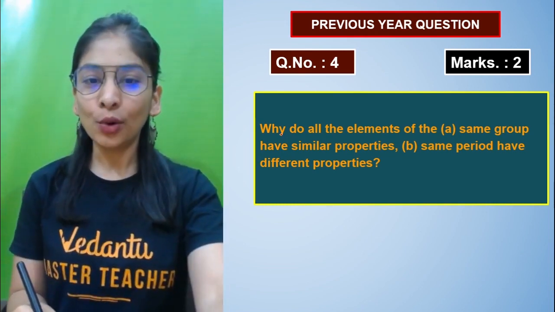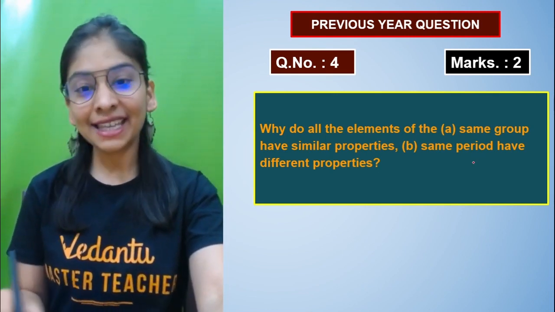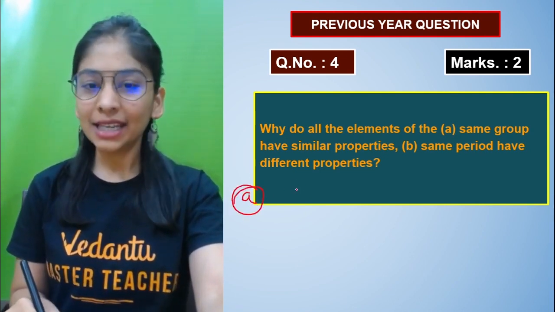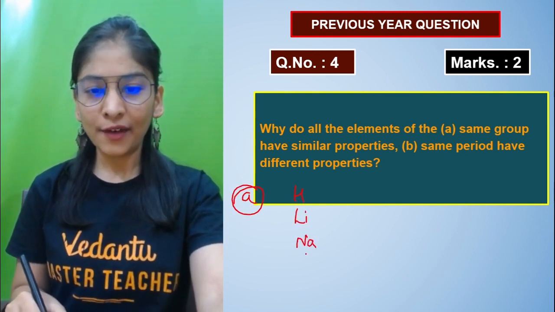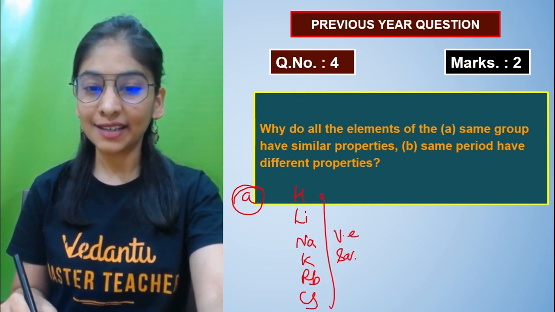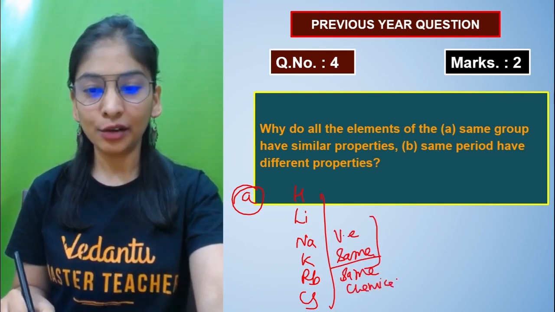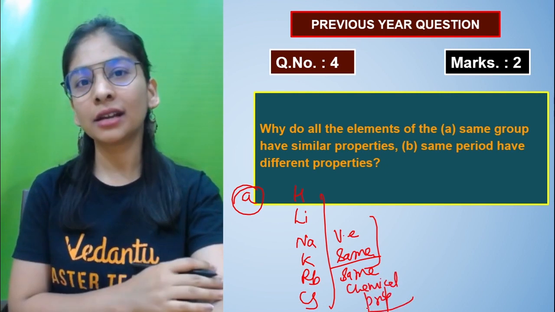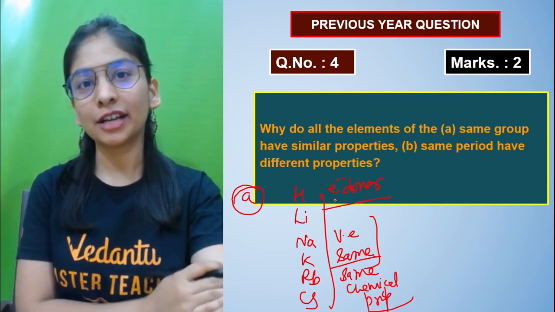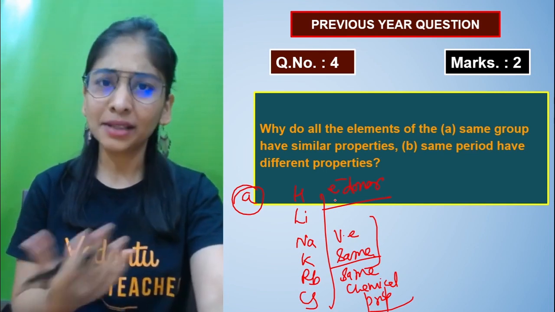Okay. Question number 4. Why do all the elements of the same group have similar properties? We discussed that already. Same period have different properties. So when you have to explain the answer for A, same group, I can take a same group. Why do they show same kind of a property? Because their valence electron is same, means they have same tendency to lose the electron, maybe gain or maybe share. So same way they are reacting. So chemical property same. All of them are electron donors, and they donate their electron to non-metals and react with them. Simple.